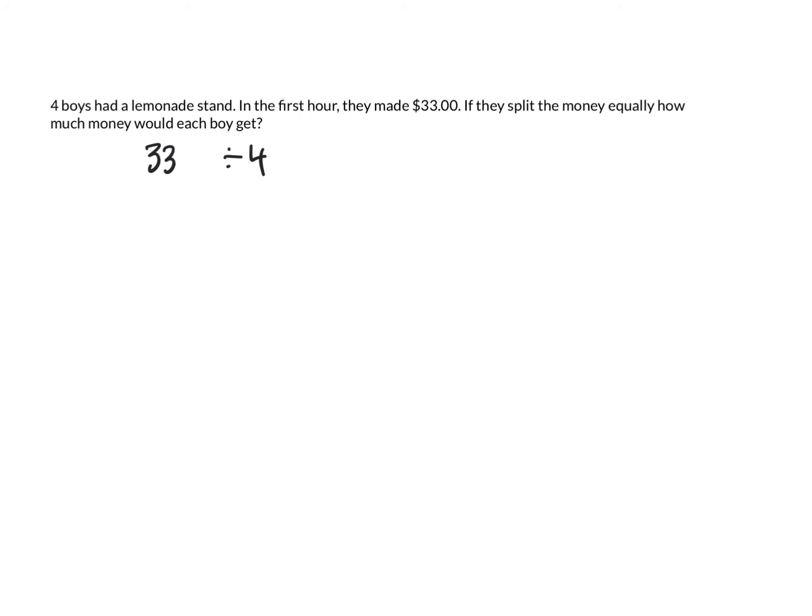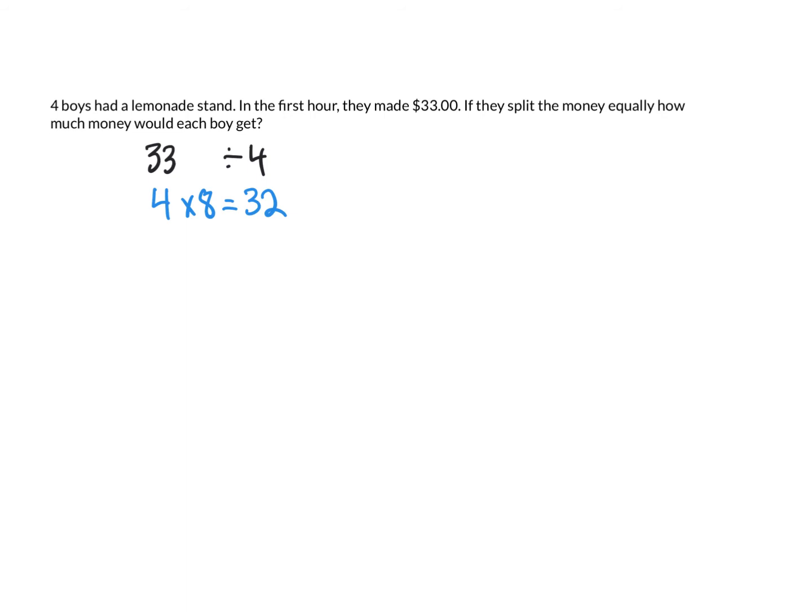So you're thinking in your head, what is a 4 fact that could get you close to 33? And so maybe you know one right off the top of your head, and maybe you don't. You can think about 4 times 5 is 20. Think about 4 times 6 is 24. 4 times 7 is 28. 4 times 8, hey, that's 32. That's really close. So that's the division equation I want, is 4 times 8 equals 32.